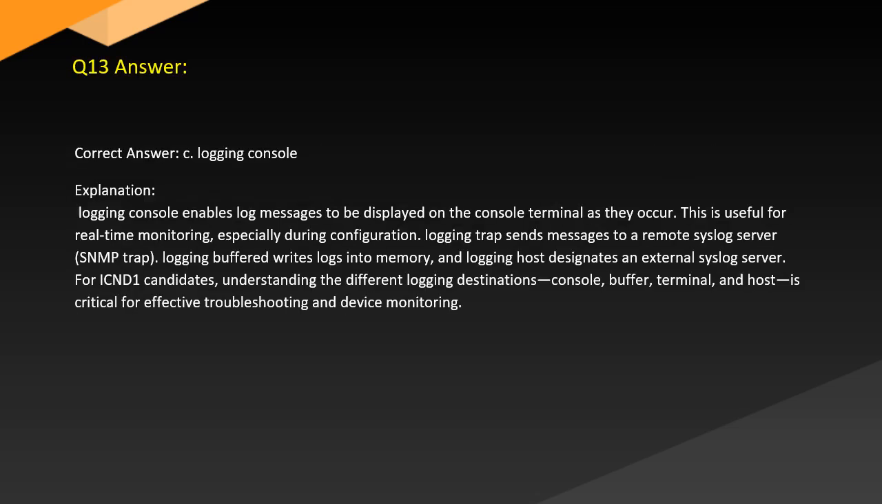Answer. Correct answer: C. Logging console. Explanation. Logging console enables log messages to be displayed on the console terminal as they occur. This is useful for real-time monitoring, especially during configuration. Logging trap sends messages to a remote syslog server or SNMP trap. Logging buffered writes logs into memory, and logging host designates an external syslog server. For ICND candidates, understanding the different logging destinations, console, buffer, terminal, and host, is critical for effective troubleshooting and device monitoring.